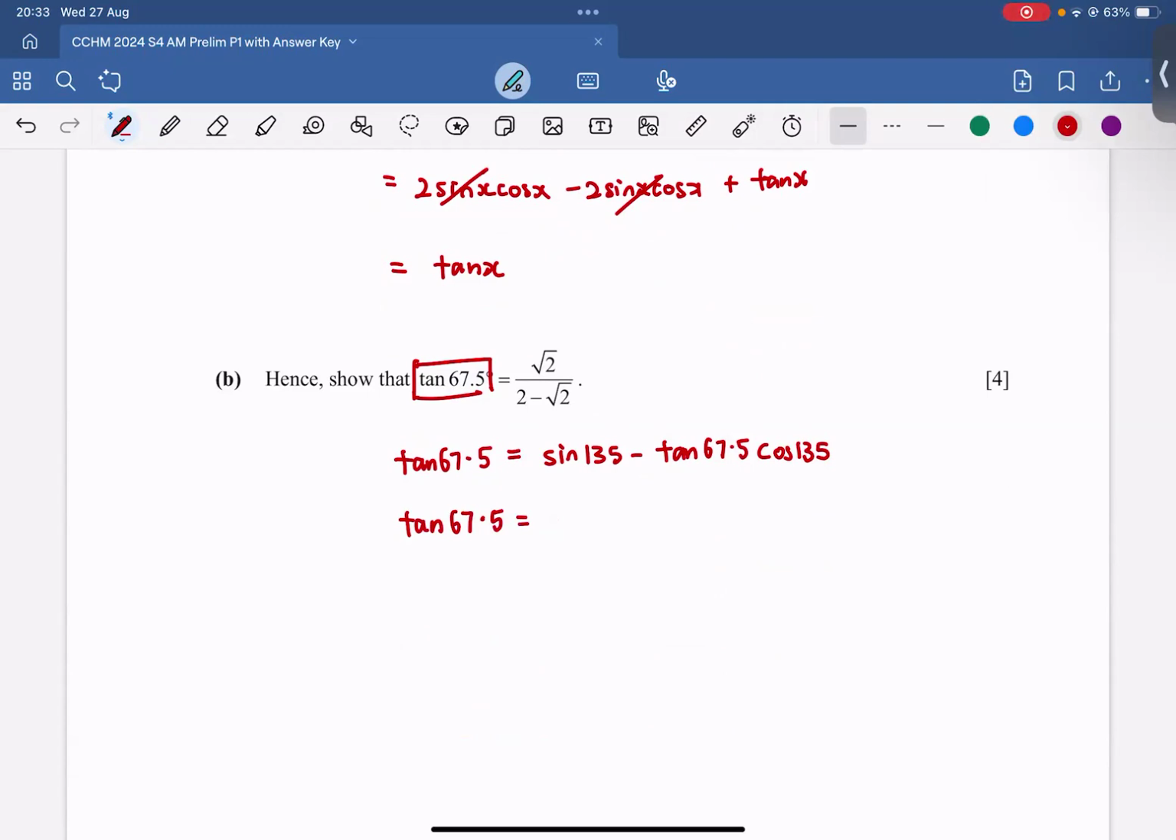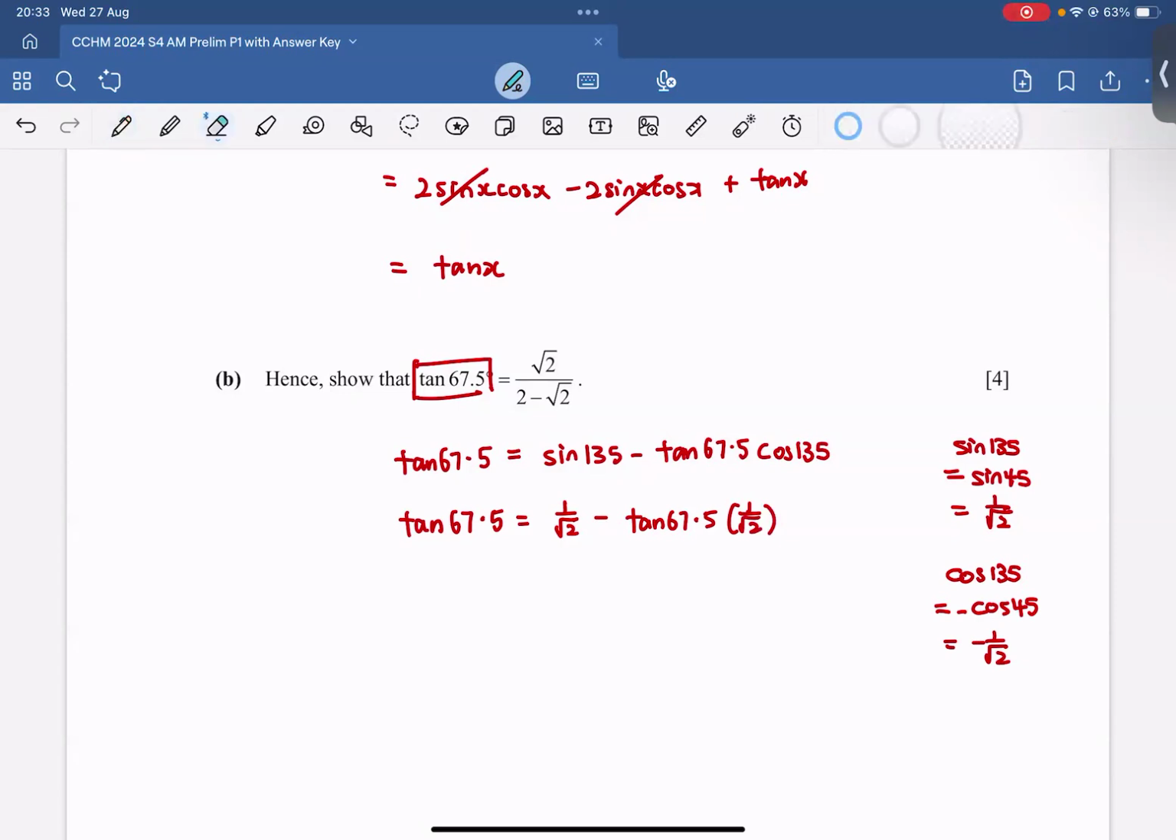So sine 135 is your special angle. So the basic angle is 45. So sine 135 is actually equal to sine 45 because they share the same basic angle 45 degrees, which in fact is 1 over square root 2. Next, cosine 135, it shares the same basic angle as 45. However, 135 is in the second quadrant, it should be negative. So we get negative 1 over square root 2. So now you see that there's a negative here.